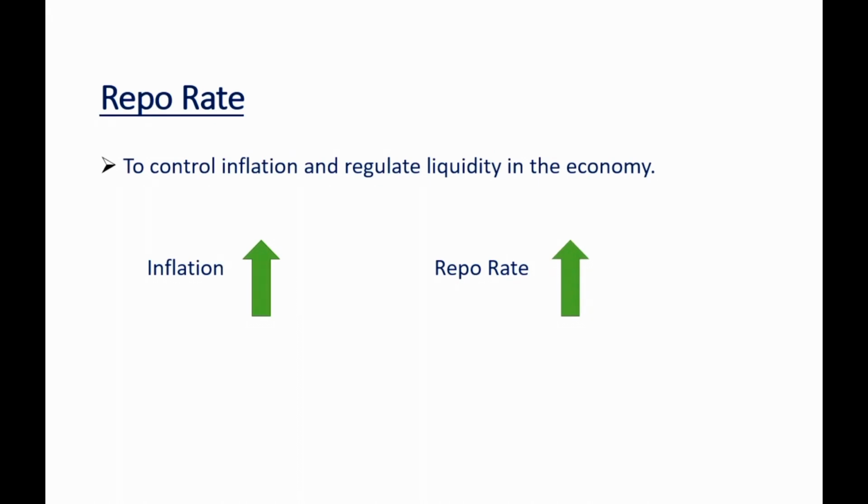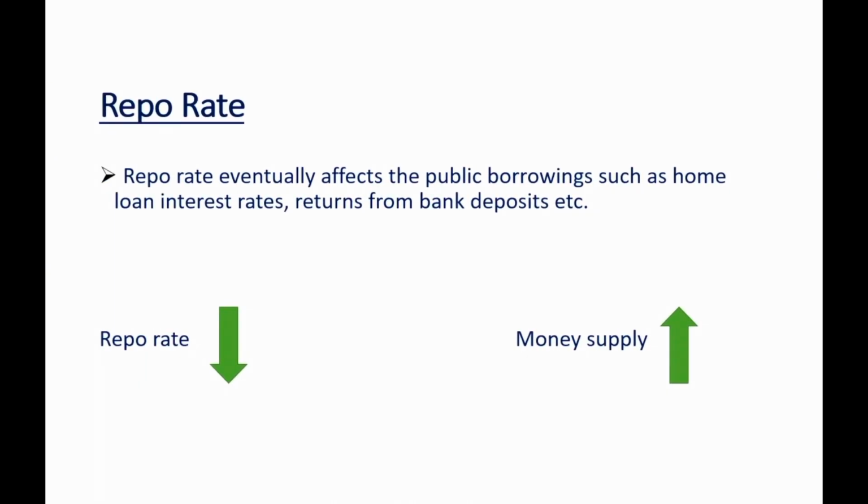For example, when inflation is high, when prices are high, RBI increases the repo rate. Repo rate is nothing but the interest charged to banks. When repo rate is increased, it will restrict the banks from borrowing money from RBI. Subsequently, money supply into the economy is restricted. Finally, inflation gets controlled. Also, if repo rate is increased, banks have to pay more interest for the money lent to them. Therefore, it eventually affects public borrowings like home loan interest rates, returns from bank deposits, and so on.